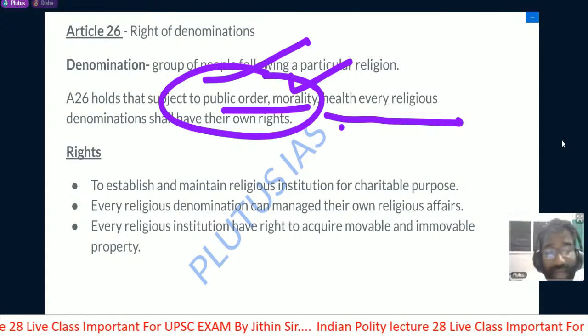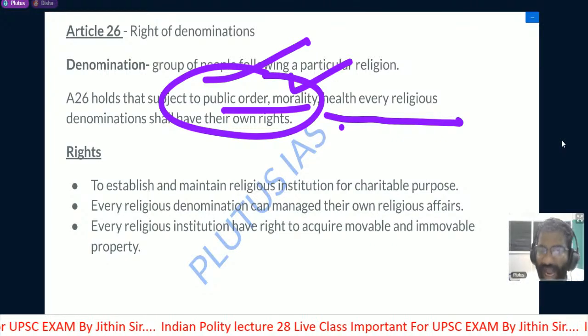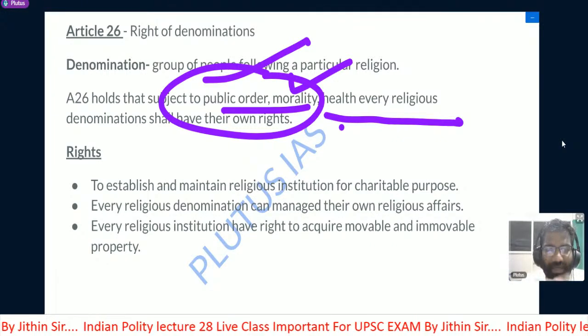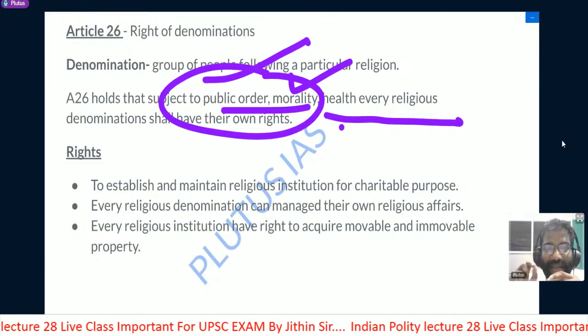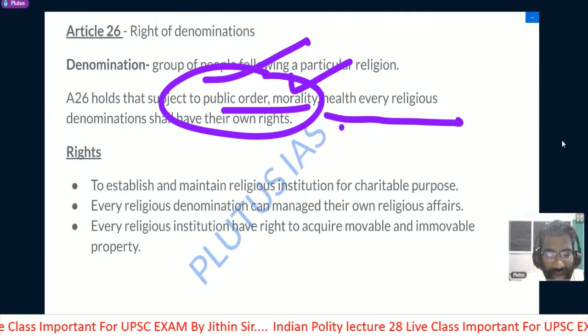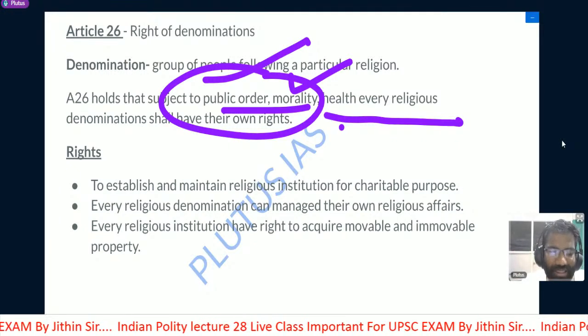Okay, fine. Write down Article 26 of the Indian Constitution. Article 26 of the Indian Constitution deals with the right of religious denominations. Right of religious denomination.